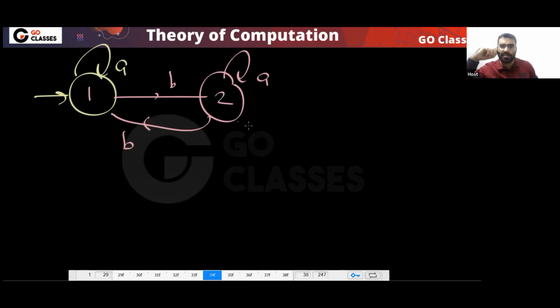There is no final state here. This is state 1, state 2. But this is a DFA without a final state. Okay, this is a DFA, and you can notice the set of final states, that is 5. Okay, now you tell me.